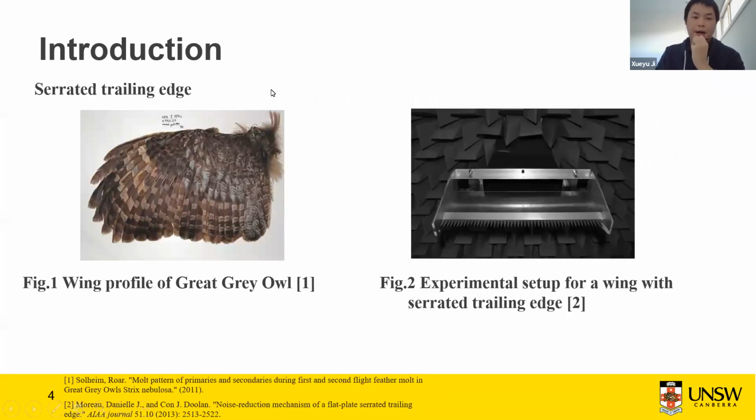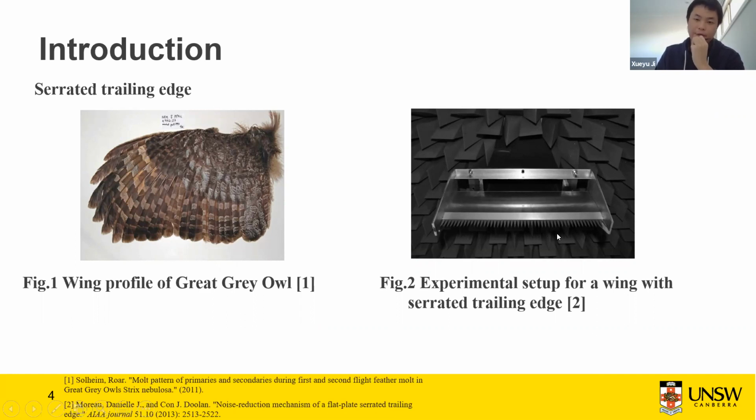And let's talk about the serrated trailing edge. If you look at the first picture, this is a wing profile of the great owl, because the owl can fly silently, and people think about what results in the silent flight. When they observe the wing profile, they found that the trailing edge is not straight; it is serrated. And people think about whether these trailing edge serrations result in the noise reduction.